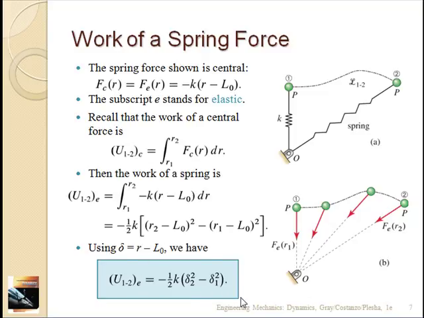So this is a formula we'll use quite a bit as we do these work energy problems. So the work done by a spring is 1/2 K times the difference in the squares of the stretches from one position to another.